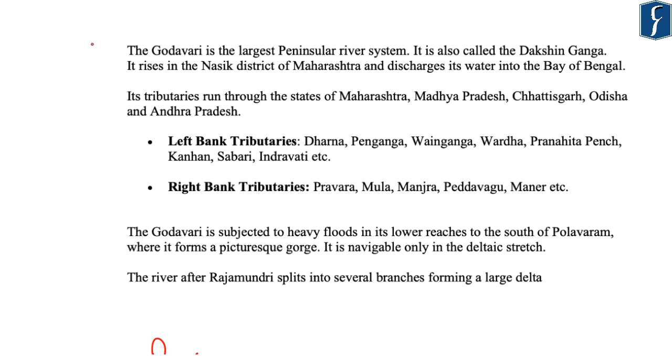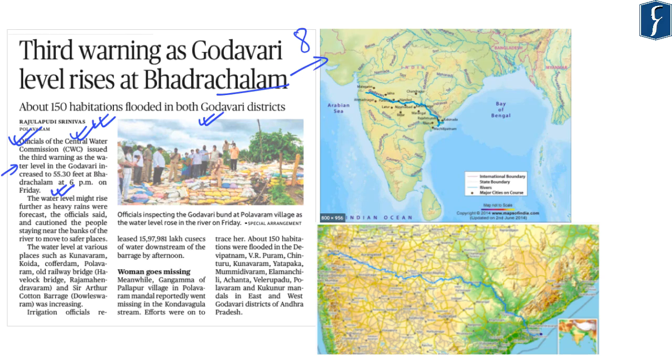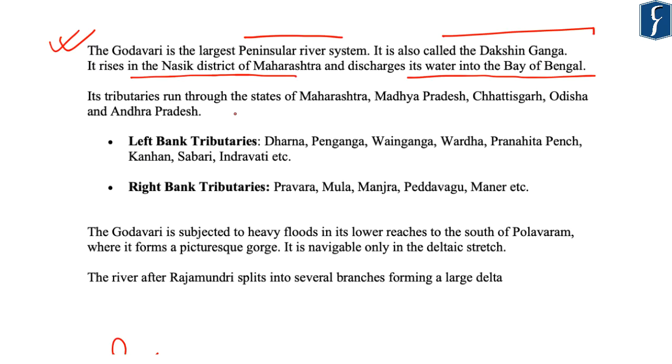As you can see, Godavari is the largest peninsular river system in the country and it is also called Dakshin Ganga. Further, it rises in Nasik district of Maharashtra and discharges its water into Bay of Bengal. Now this aspect is clearly visible in this particular map which has been represented here. Now the tributaries of Godavari run through states of Maharashtra, Madhya Pradesh, Chhattisgarh, Odisha as well as Andhra Pradesh.